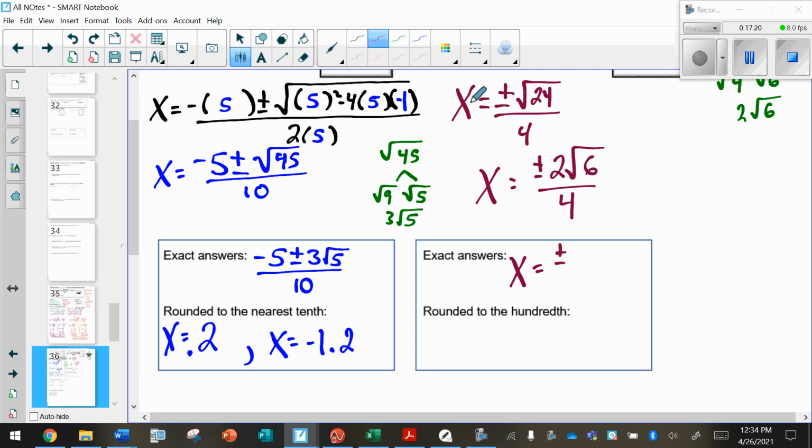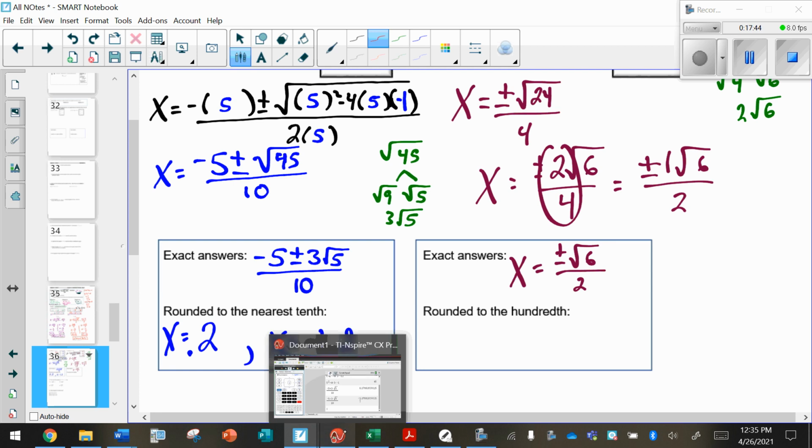But 2 divided by 4 is the same thing as 1/2. So plus or minus 1 radical 6 over 2, which I don't really need the 1. So I'm going to write it as plus or minus radical 6 over 2. So now on the calculator, I just need to do positive radical 6 divided by 2 and negative radical 6 divided by 2.